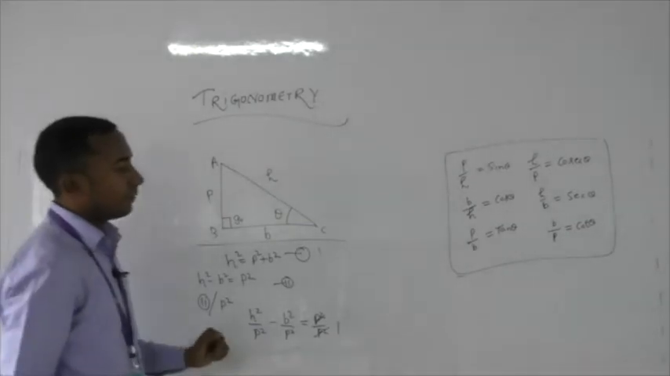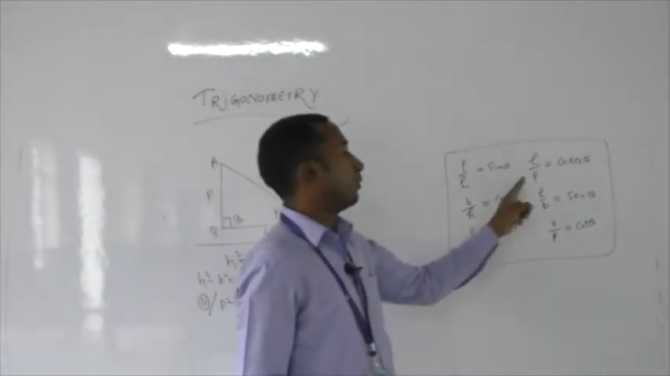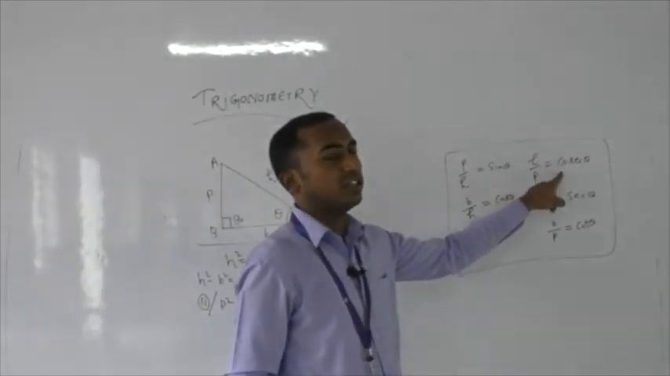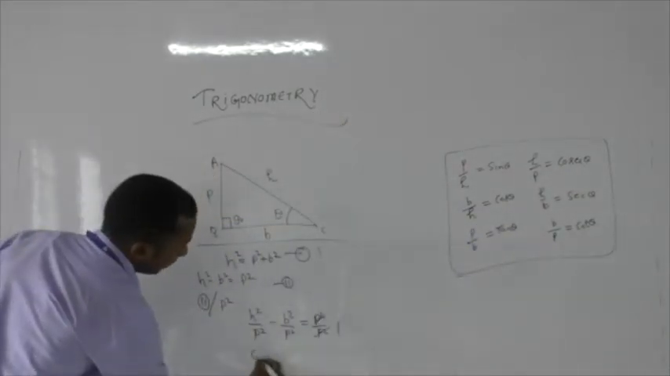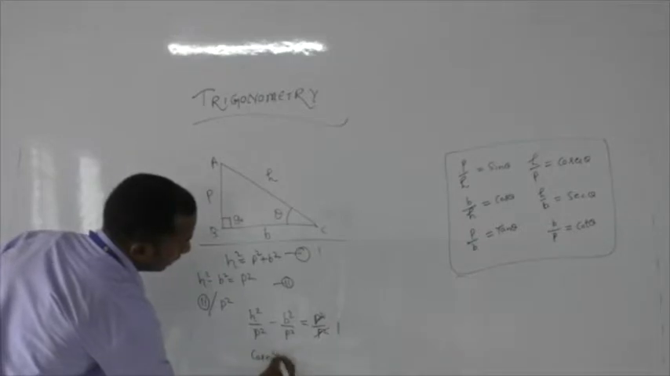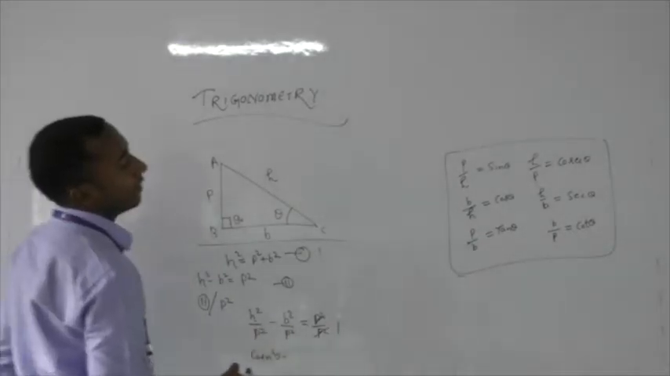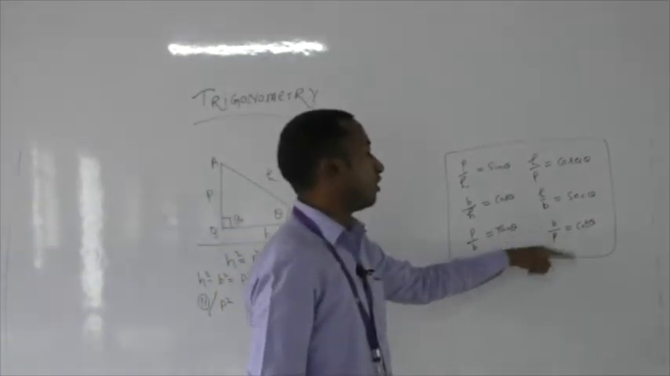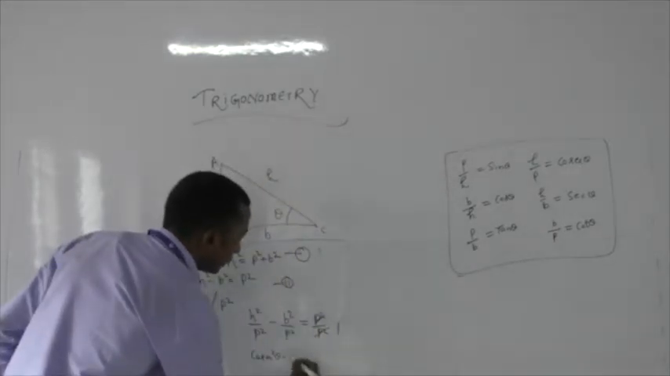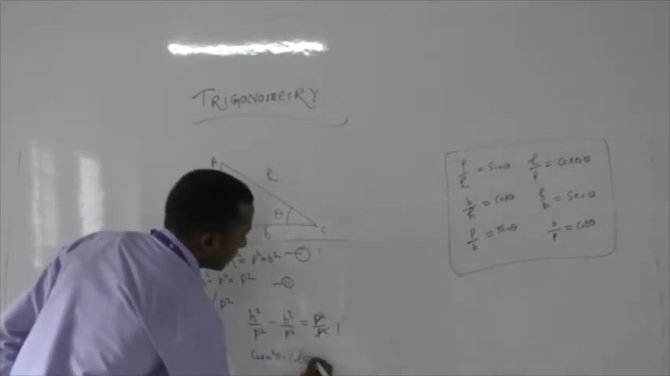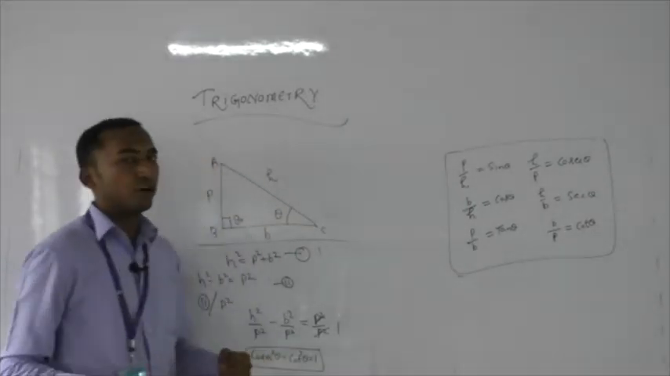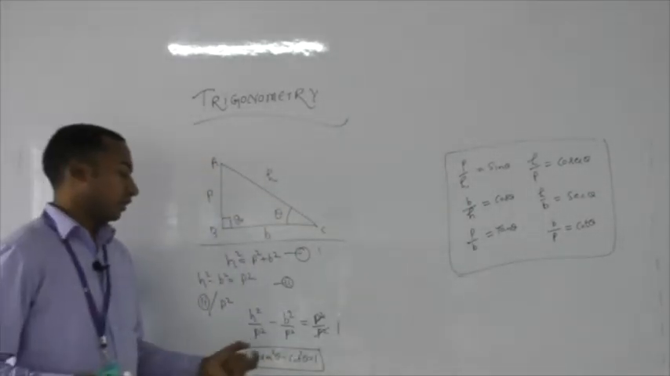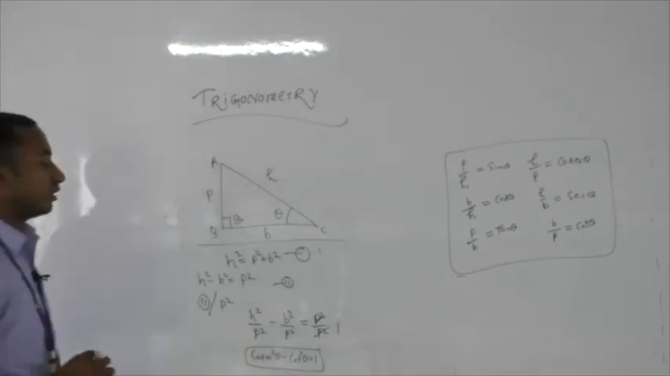H by P means hypotenuse by perpendicular, and hypotenuse by perpendicular is known as cosec theta. So in these terms you can put cosec square theta. In the place of B by P, B by P means cot theta, so you can put cot square theta is equal to 1. So this is the one formula that came: cosec square theta minus cot square theta is equal to 1.